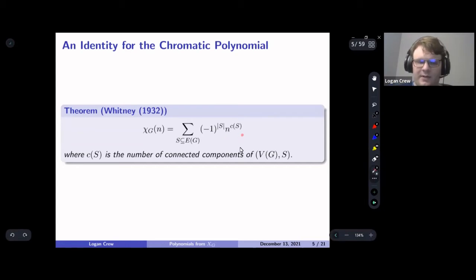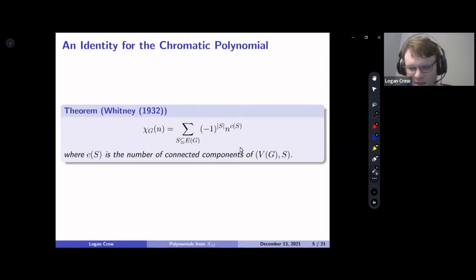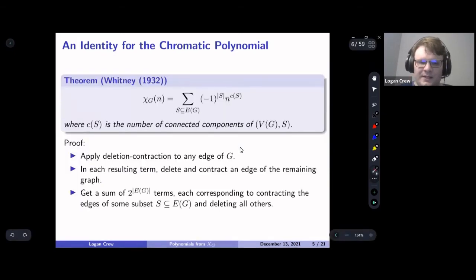And I'll reiterate, I'm bringing all of this up because I'm going to be talking about specializing chromatic symmetric functions to various polynomials, and it'll be easy to see how that works and why by understanding a few identities of the chromatic polynomial. In this context, I also want to give a bit of a sketch of how one would prove this identity.